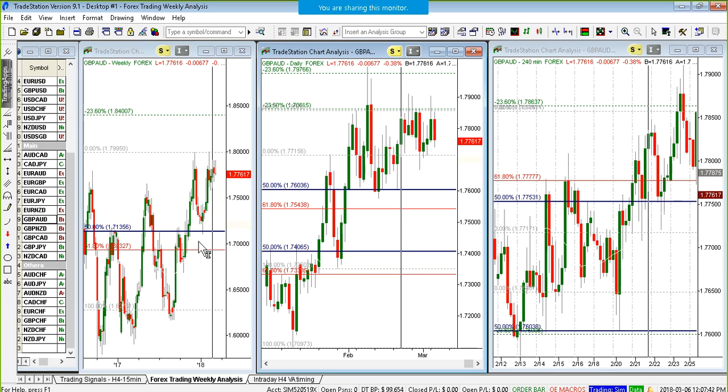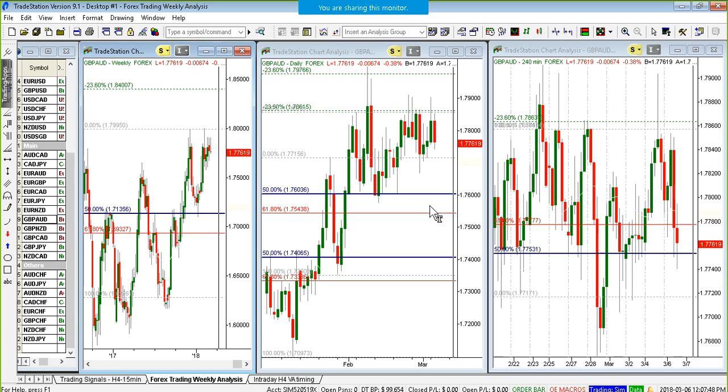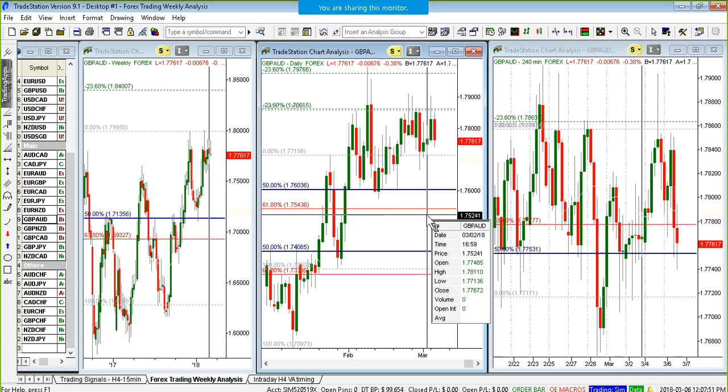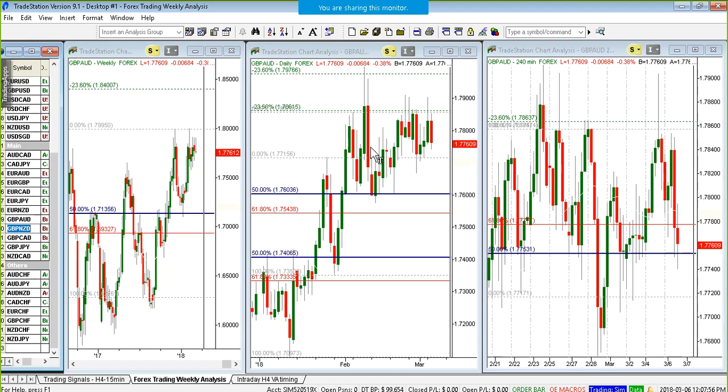Okay, the extension long is still in play here, but this market is showing weakness. If it loses the 75.43, then it could actually test the 71.35.